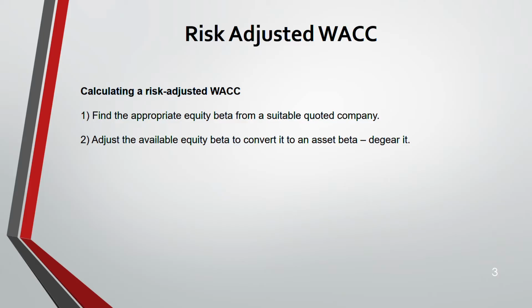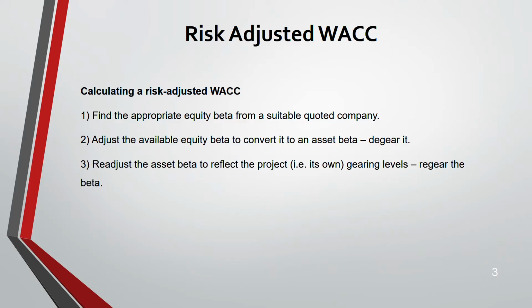Okay, so you convert it into asset beta. Formula is there. Number three, after you do that, you get that asset beta, take that asset beta and then again change it to equity beta by using your own gearing level, your company's debt equity ratio. That is known as re-gear the beta. Fourth step is whatever equity beta you got, use it in your CAPM equation, capital asset pricing model. After that, you will get a cost of equity.